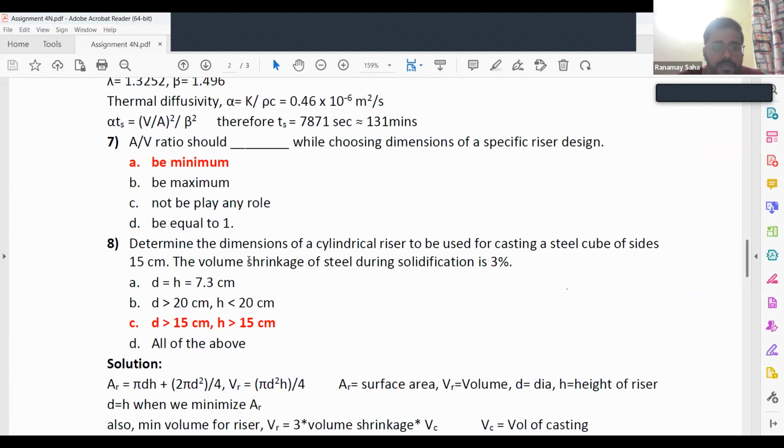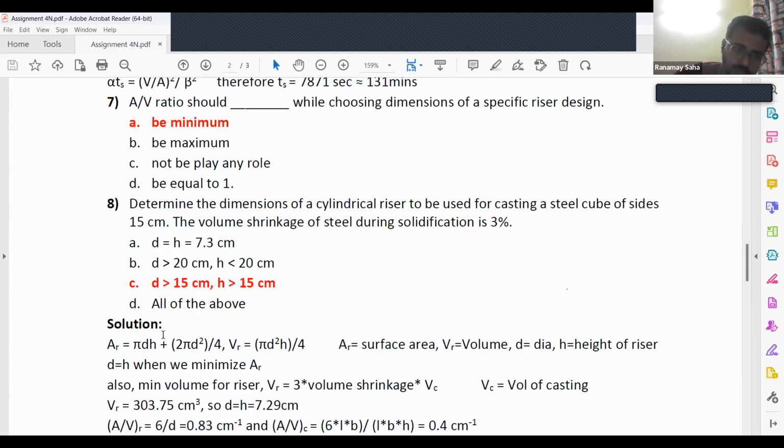Then comes the A by B ratio. It's the same thing we have already discussed earlier. So it should always be low for considering a riser design. It should be the minimum possible. If it comes greater than the casting by calculating with the given specifications, then you should equate this to the casting, if not less. That should be the minimum value.